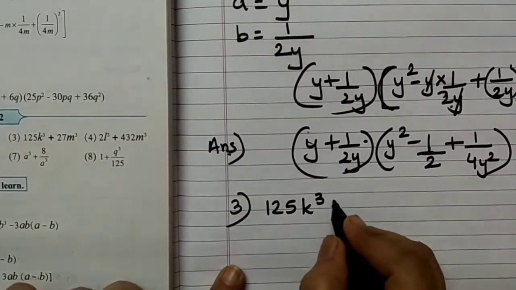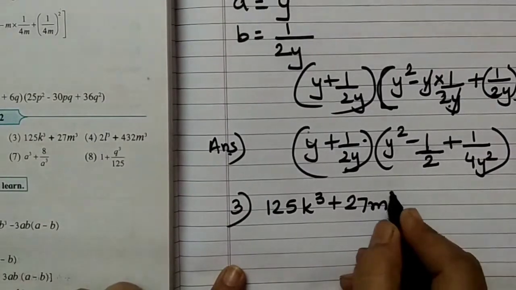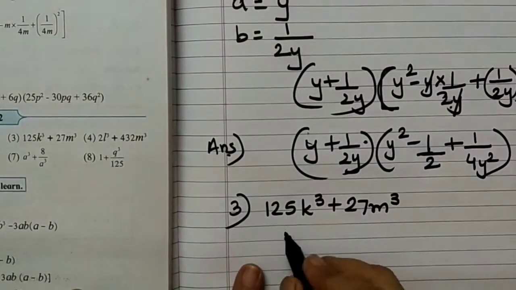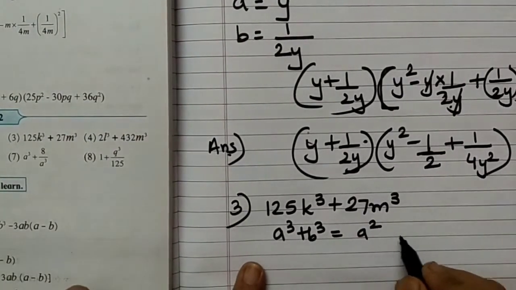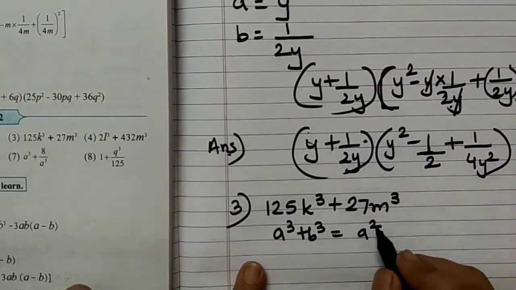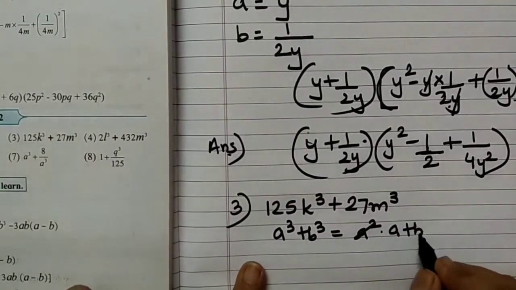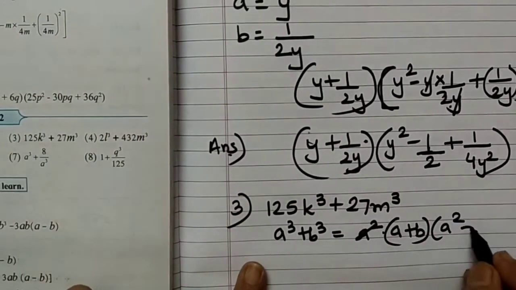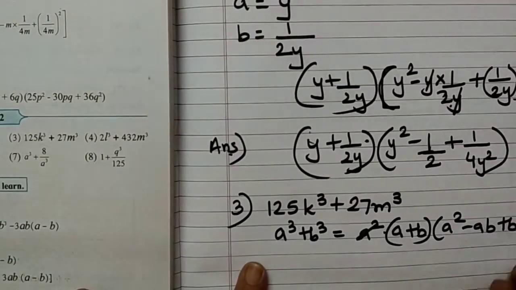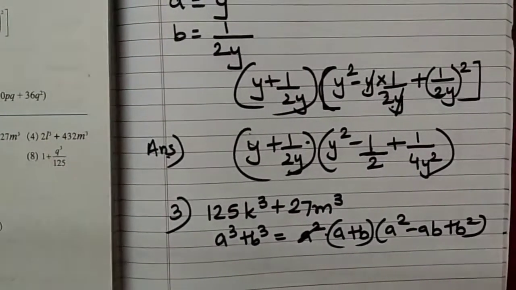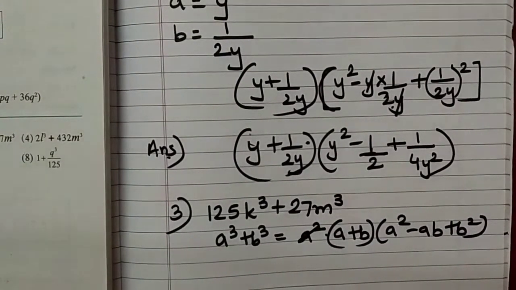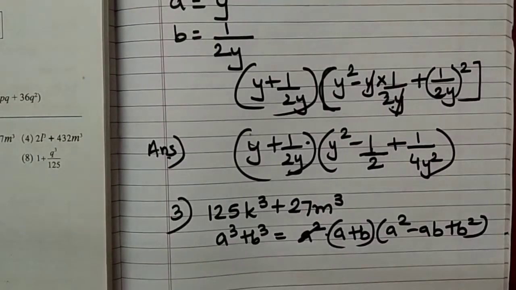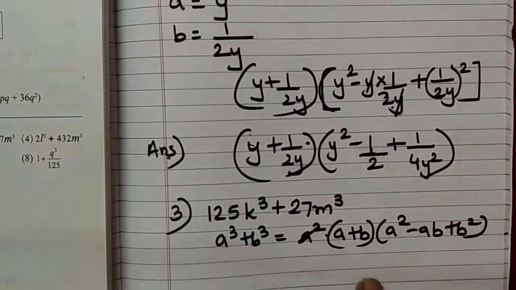Sum number 3 is 125k cube plus 27m cube. Again we'll write the formula: a cube plus b cube, so our answer is a plus b into a square minus ab plus b square. Formula should be by heart. You should remember it at the time of exam or whenever you're doing sums, you cannot go and find out the formula. It should be by heart. Now what is a and what is b, we have to write down.